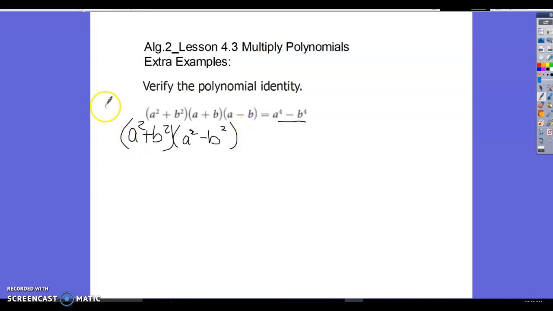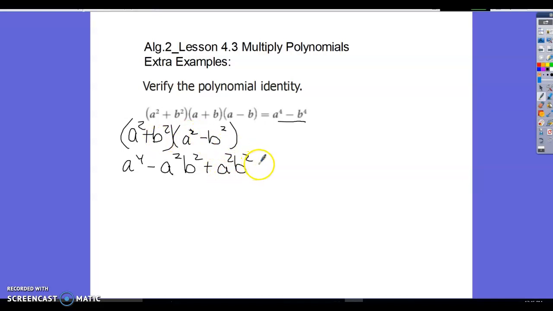All right, so then we're going to do a squared times both terms in this binomial, and then we're going to do b squared times both terms in this binomial. So a squared times a squared is a to the fourth. A squared times negative b squared is negative a squared b squared. And I always put my variables in alphabetical order. That's a good habit for you to get in. So when I do b squared times a squared, I'm still going to put a squared, b squared. So it's just a good habit to always put them in alphabetical order.